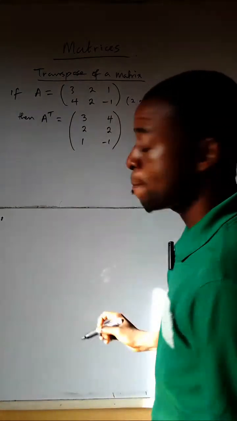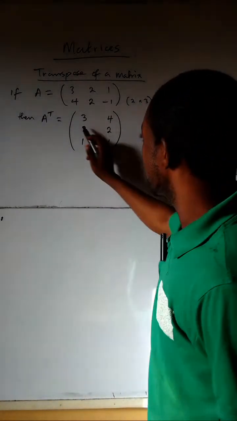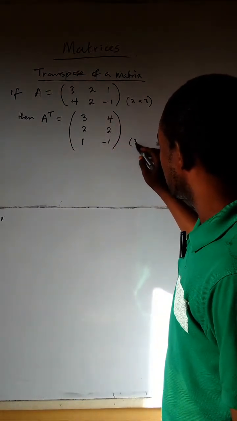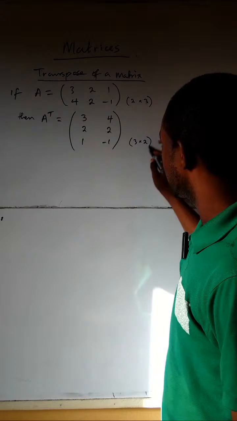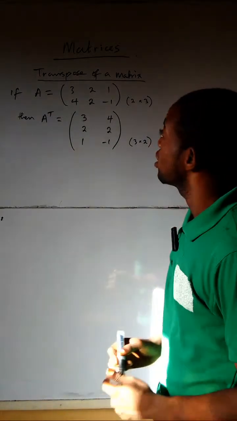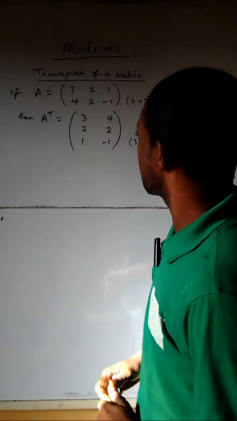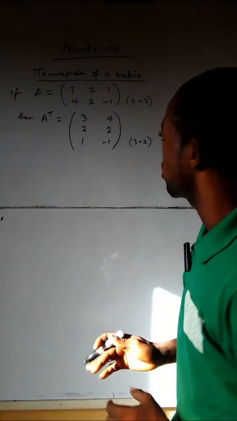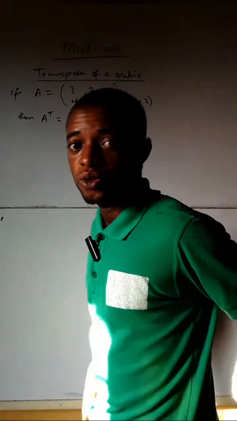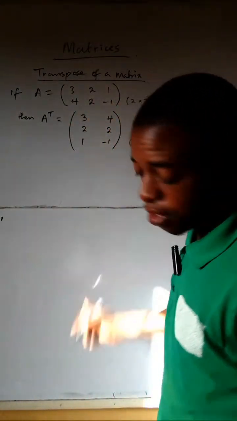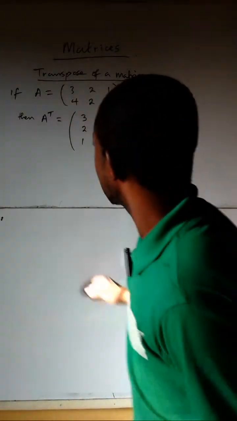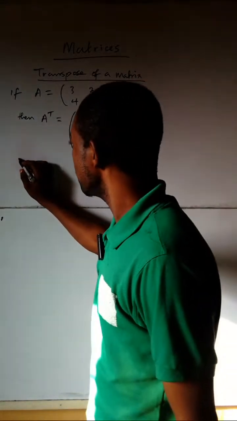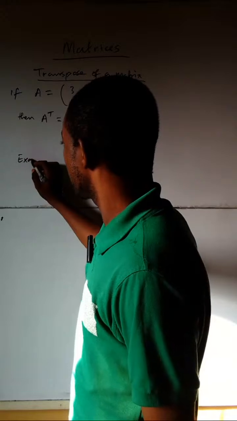Then here, this gives us a 3 by 2 matrix. So therefore, the transpose of a matrix is simply that we interchange the row to the column. That is what is known as the transpose of a matrix. And let's look at this example to illustrate this better. Example from here.